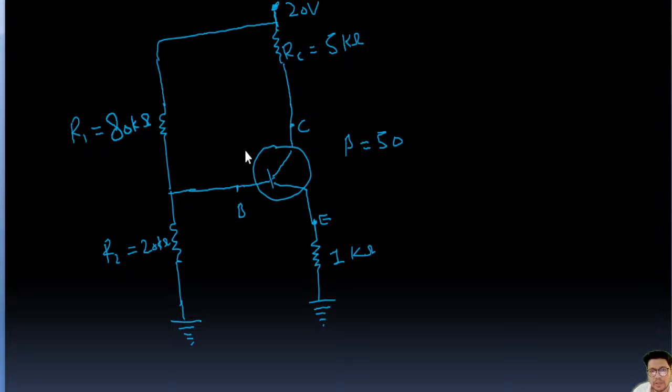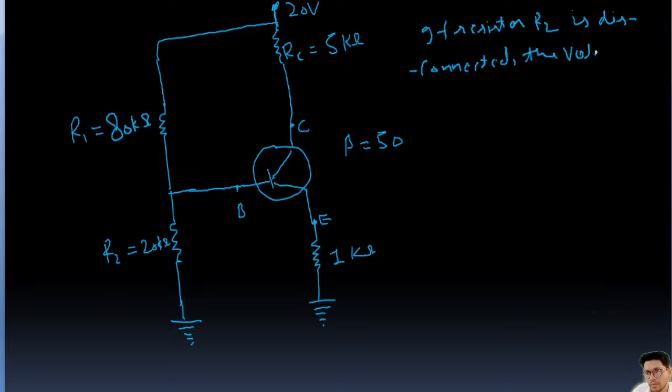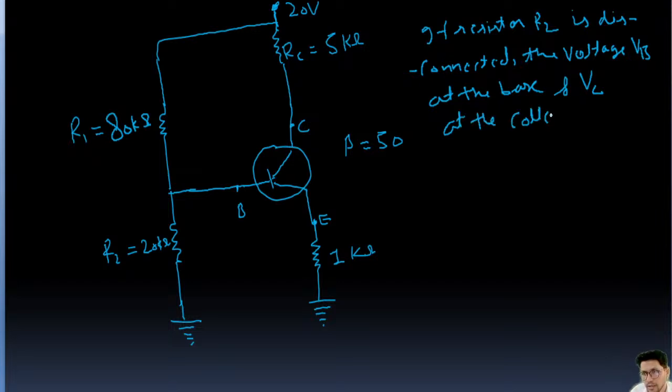And the question is, if resistor R2 is disconnected, the voltage VB at the base and VC at the collector change as follows, okay.